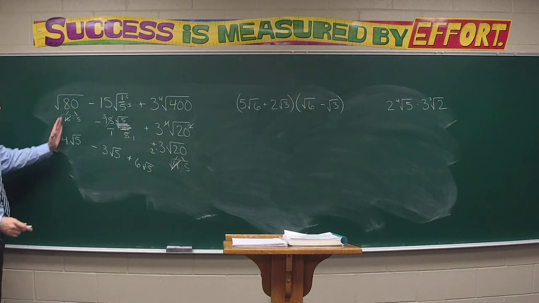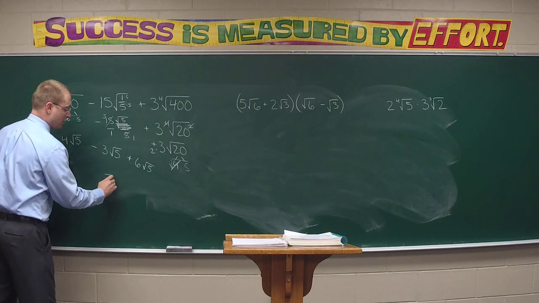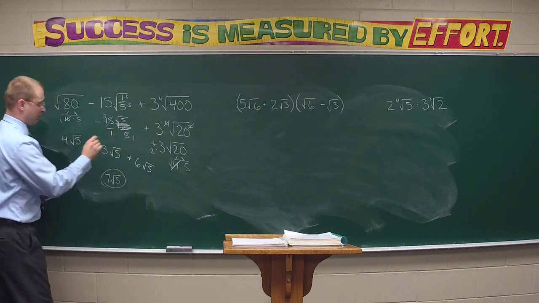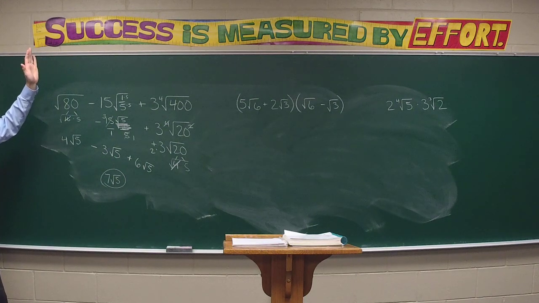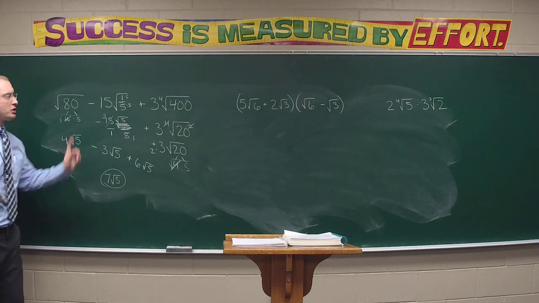And now I can add 4 square roots of 5, minus 3 square roots of 5, plus 6 square roots of 5 to get what answer? 7 times the square root of 5. How many have that final answer on the first class work problem? Questions on this first one? Let's go to the next one here.